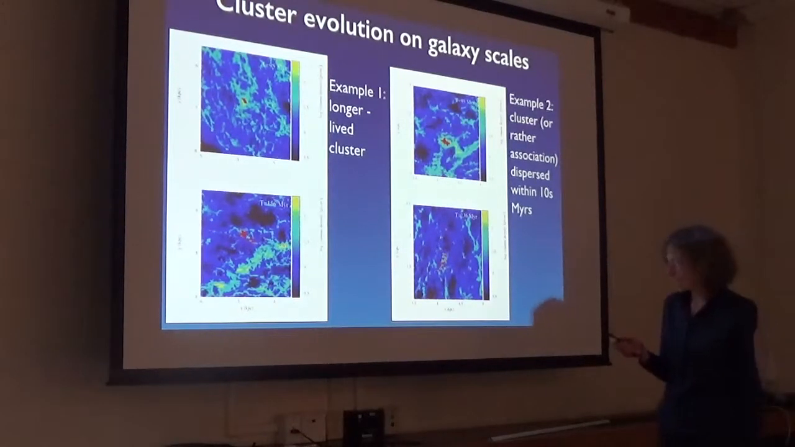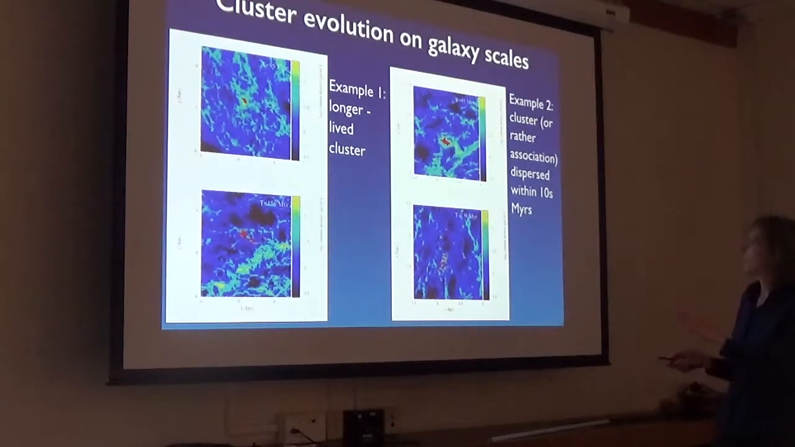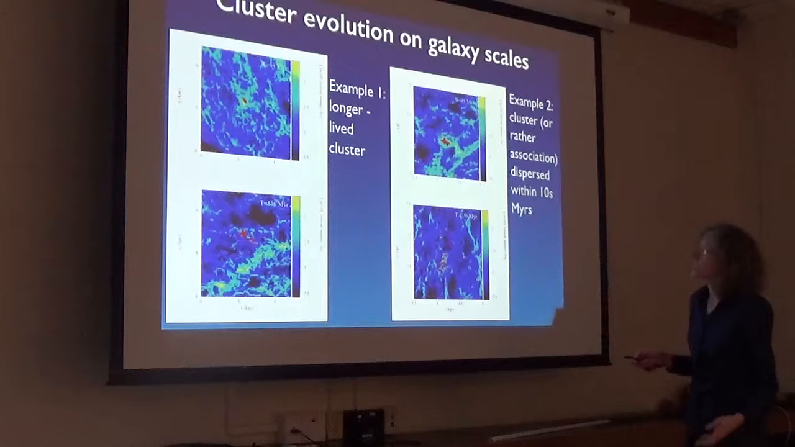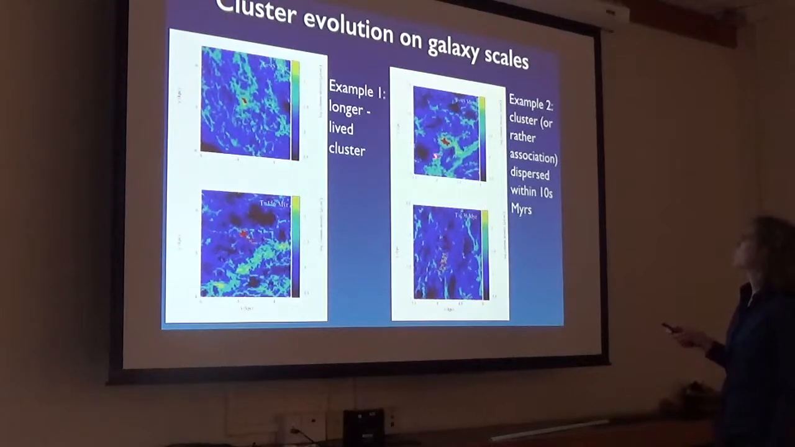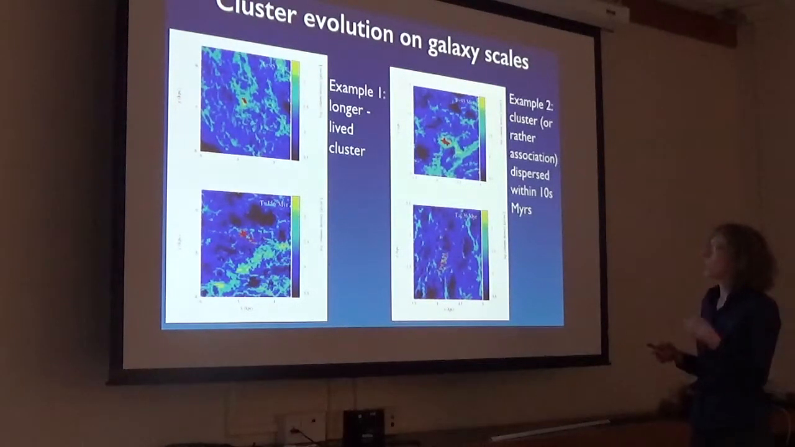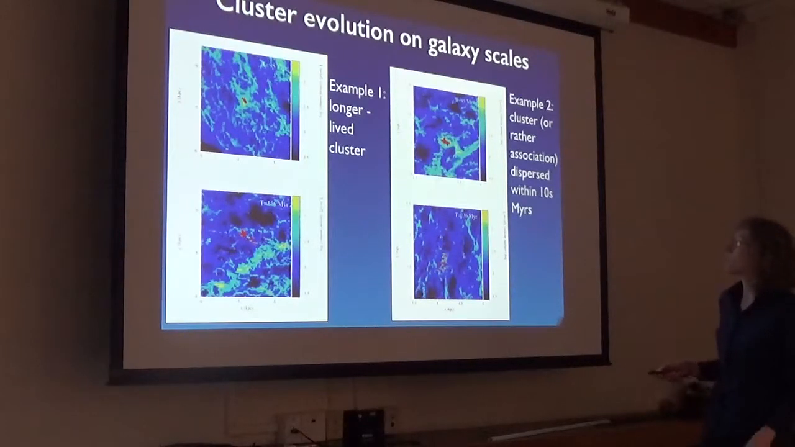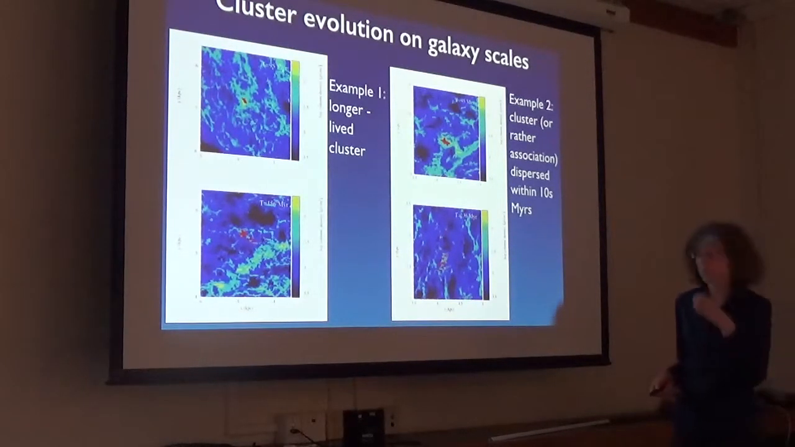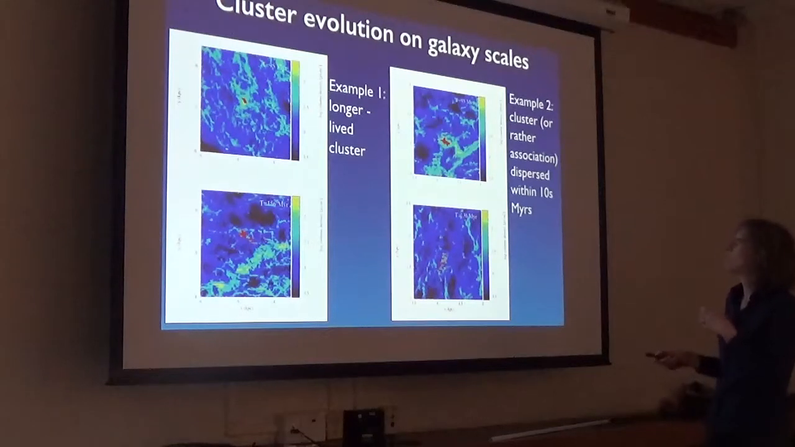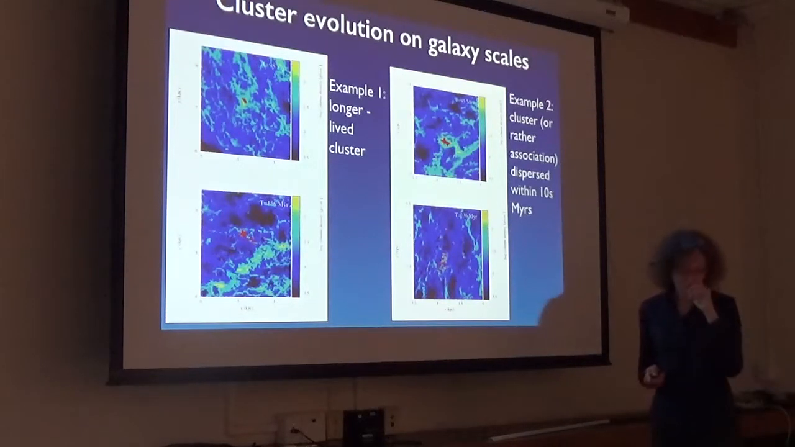This is looking at clusters and how long they take to disperse. So this is one of these fairly massive clusters that takes quite a long time to disperse. Whereas, again, I should say association, this is very much an association where it's completely dispersed over timescales of a few tens of megayears. So I think most of the associations that are in the simulation are this type of object.